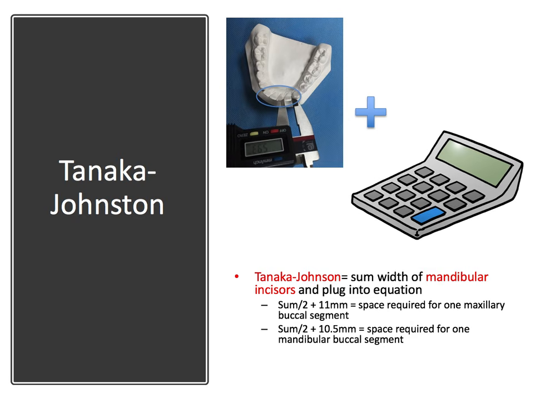So we have those 4 lower incisors, we're measuring them usually on a cast, sometimes in the patient's mouth, but usually on a cast with a Boley gauge, so we can really get some nice, accurate measurements. And along with that, we need to use a calculator. So we take the sum of those 4 mandibular incisors, we divide by 2, and then we add 11 millimeters, and that will give you the space required for 1 maxillary buccal segment. We can instead add 10.5 millimeters, and that'll give you the space required for 1 mandibular buccal segment. And again, buccal segment is canine, first premolar, second premolar.